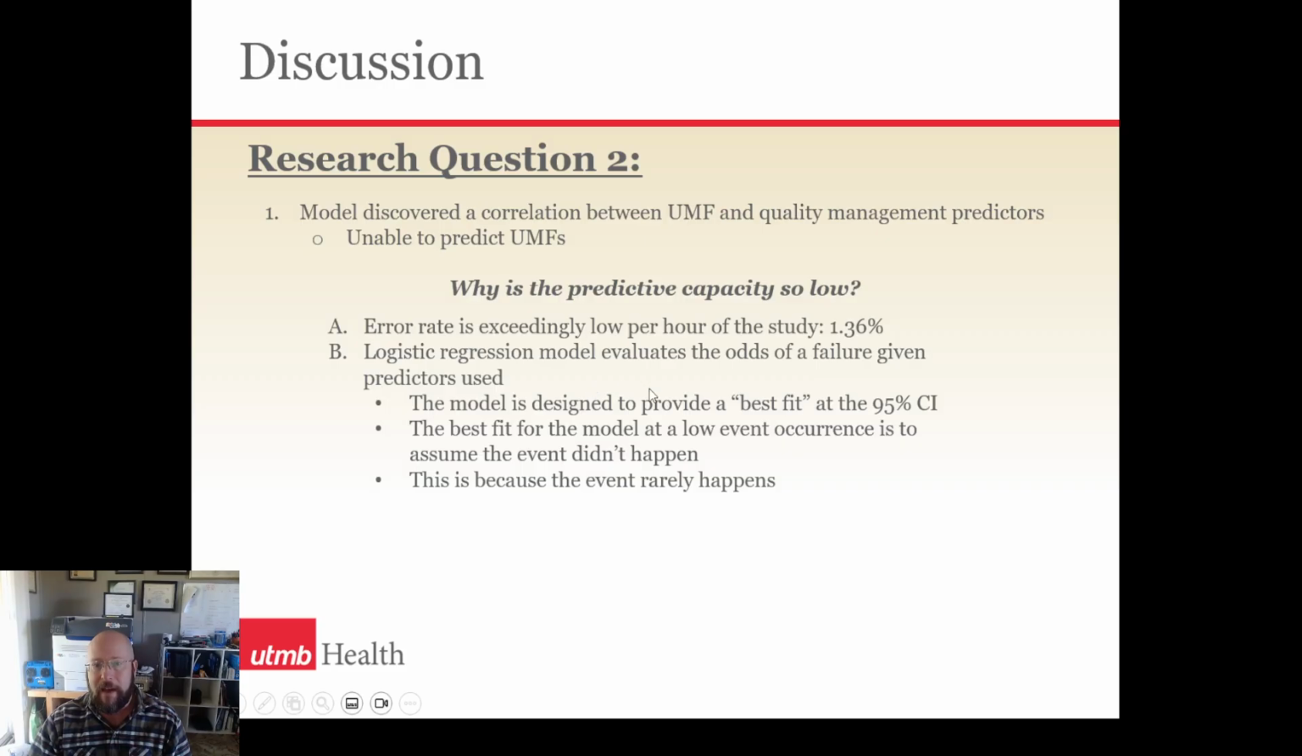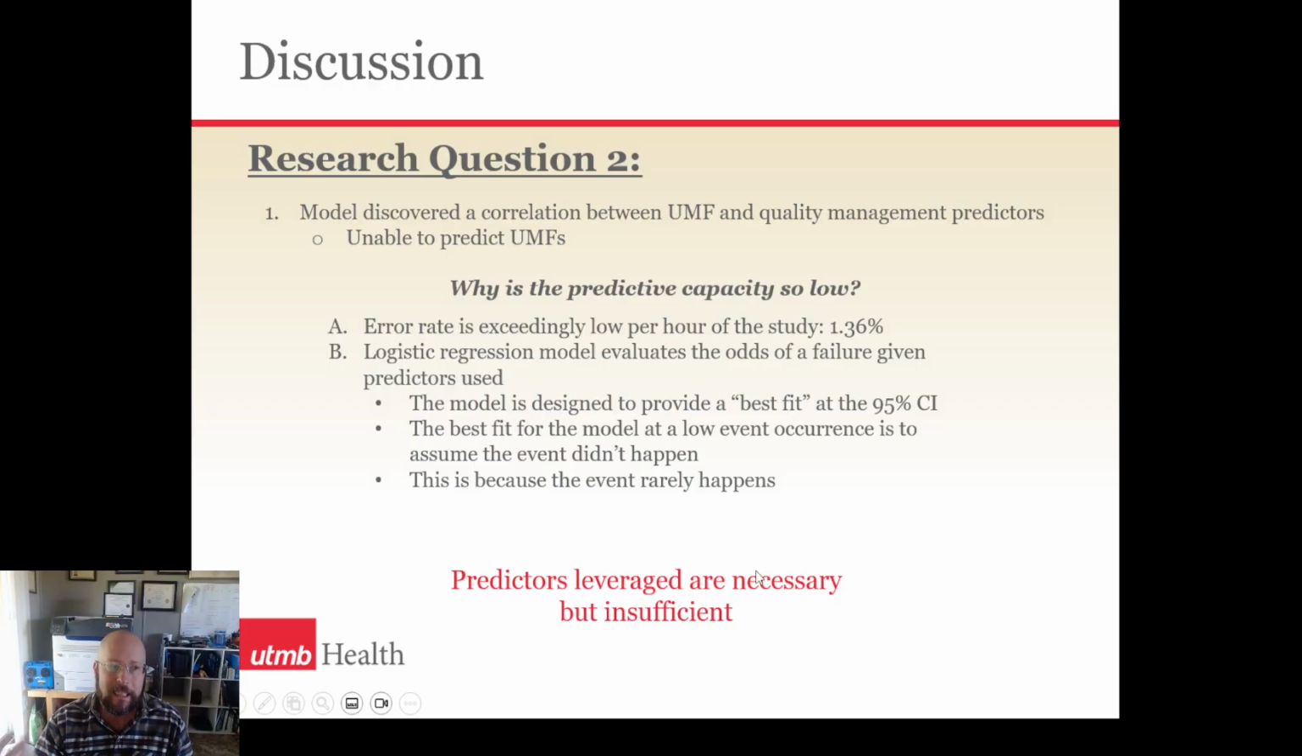The logistic regression model evaluates the odds of a failure given the predictors used. So the model is designed to provide just a best fit at the 95% confidence interval. The events themselves are a very low rate of occurrence, and so the model just assumes they didn't happen. And again, it's because it's such a rare event for downtime to happen. The predictors leveraged, I like to say, are necessary to predict failure, but they're insufficient. In other words, we're missing predictors that could be used in this model to increase its predictive capacity.